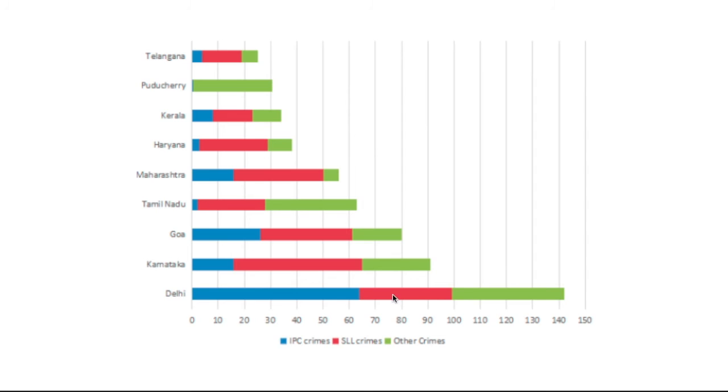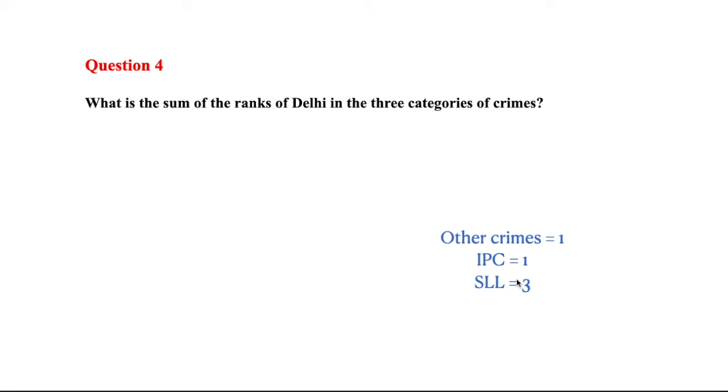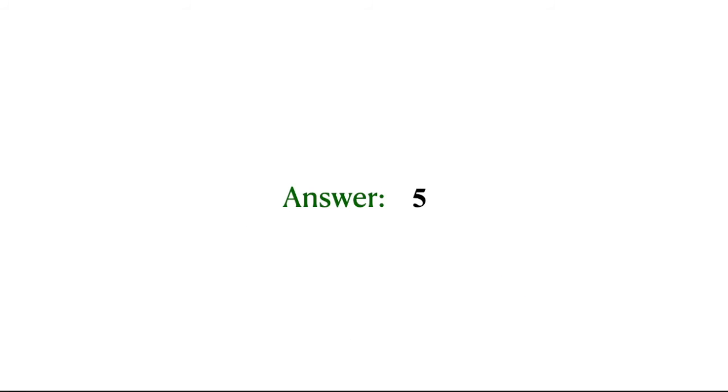Delhi ranks 3 at SLL, 1 at IPC, and 1 at other crimes. So, summing all those, we must get the answer as 5, right? So, 1 plus 1 plus 3 is 5. Yes, the answer is 5.